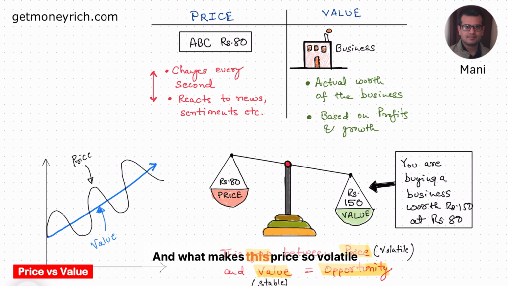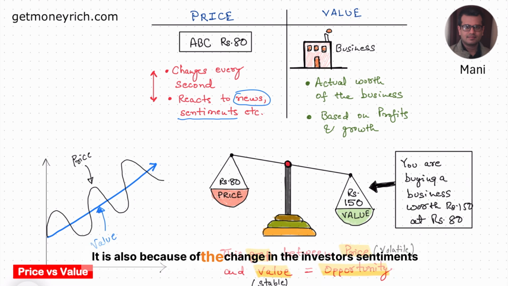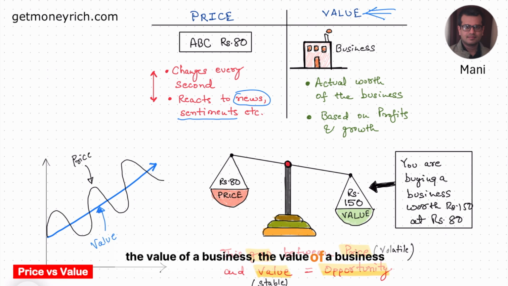And what makes this price so volatile? It is because of the news flows. It is also because of the change in the investors' sentiments that is causing the price to remain so volatile all the time. Compared to the price, the value of a business is comparatively more stable. Why is it stable? Because the value of a business is derived from the profits and the future growth prospects of the business. We will discuss more about how the growth and profit factors influence the value of a business. But for the time being, let's understand this concept first, that there is a difference between price and value.